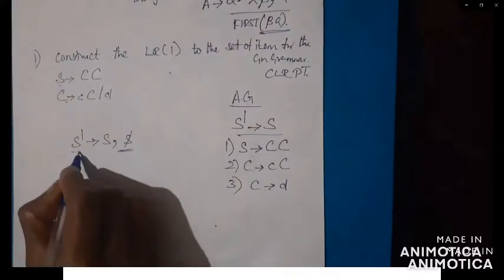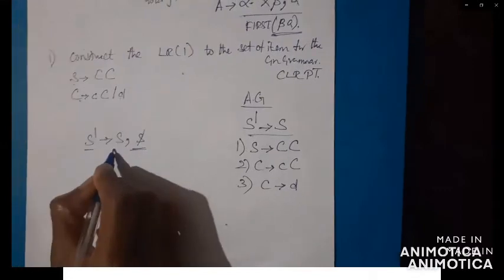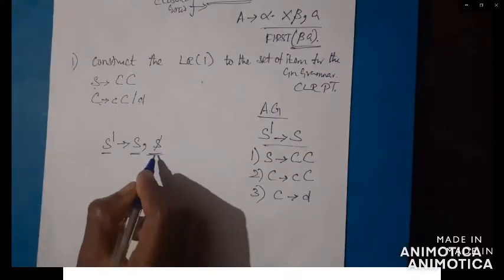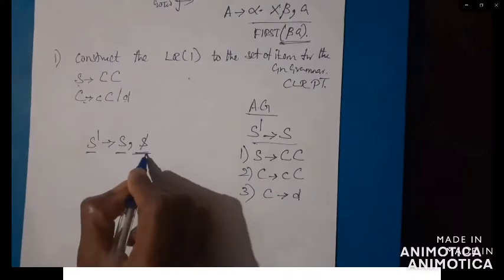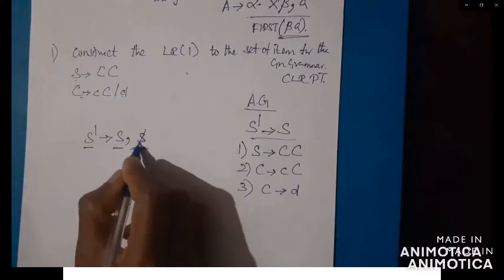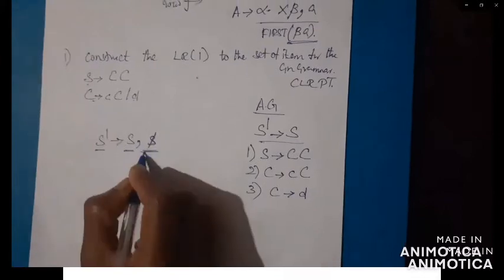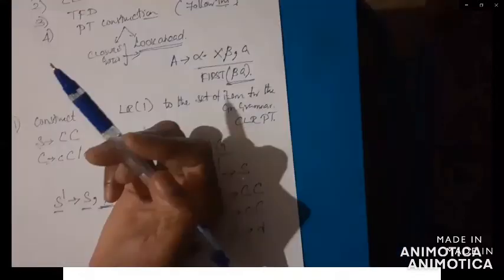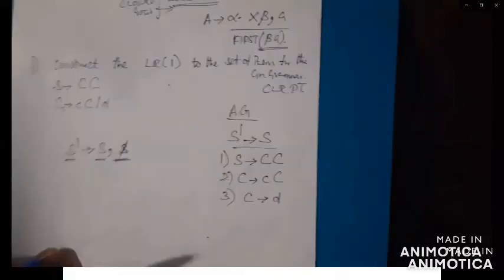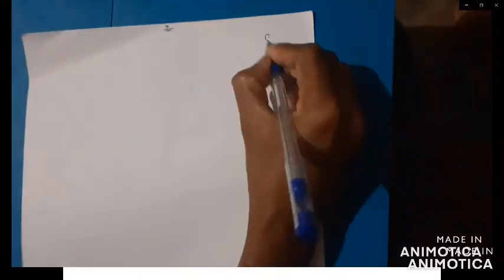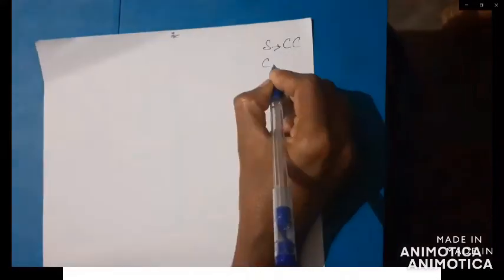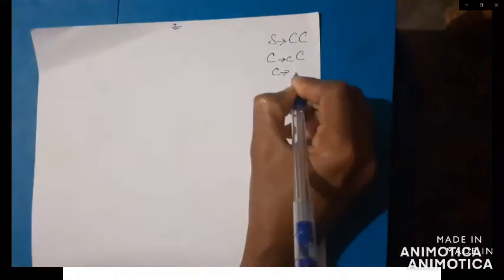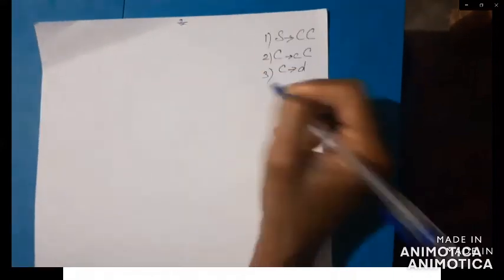So for the starting production, the augmented production, the lookahead is indicated by the dollar symbol, the input end marker. You have to add it. The second thing is how to do the closure function and the goto function. The problem here is S tends to CC, C tends to small c capital C, C tends to small d. Correct? 1, 2, 3.